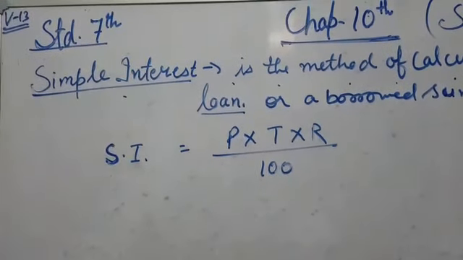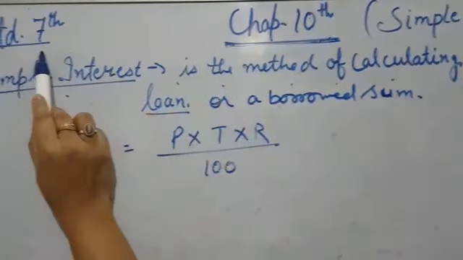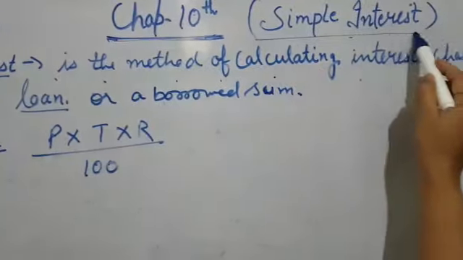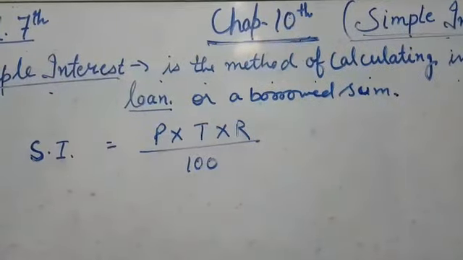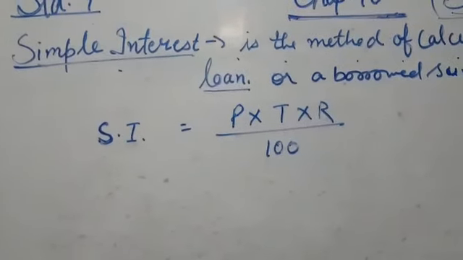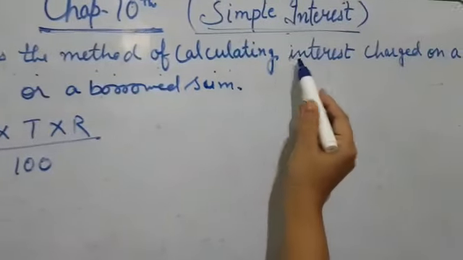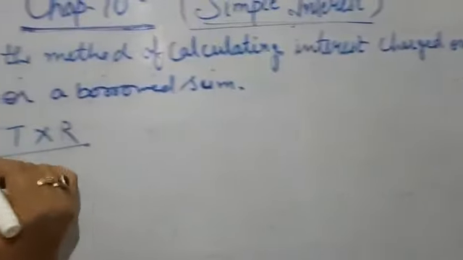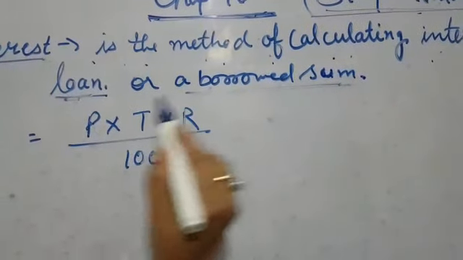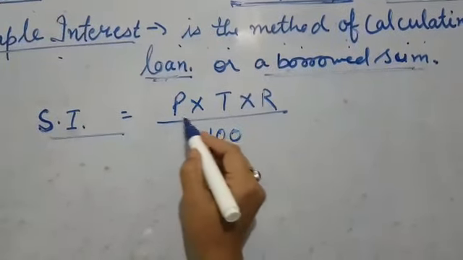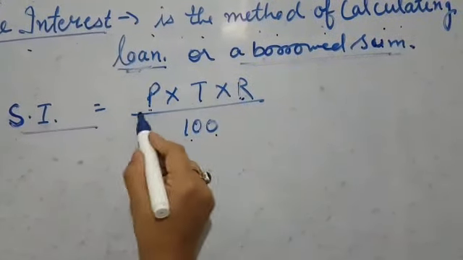Hello everyone. Today we are going to start chapter 10 of standard 7, which is simple interest. Simple interest, as you know, is a very common term. You might have heard it in your previous class as well. So simple interest is the method of calculating interest charged on a loan or a borrowed sum. It's very easy. The formula for finding the simple interest is PTR over 100. P multiply T multiply R over 100.